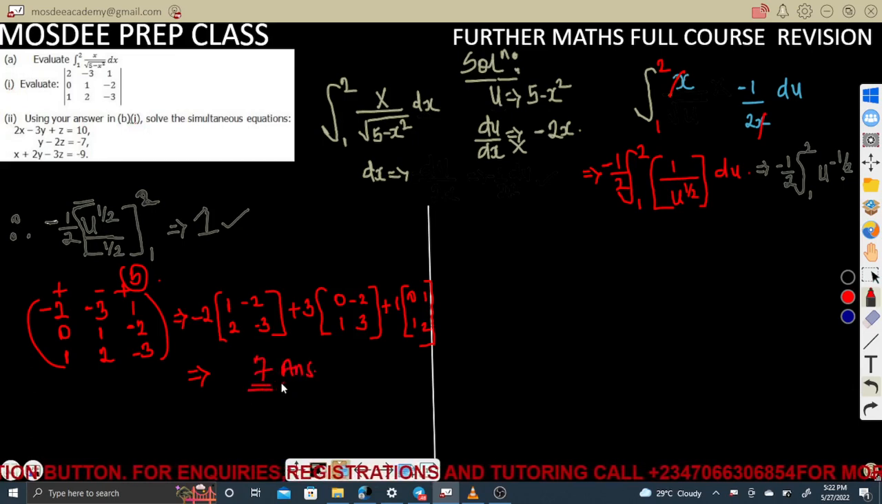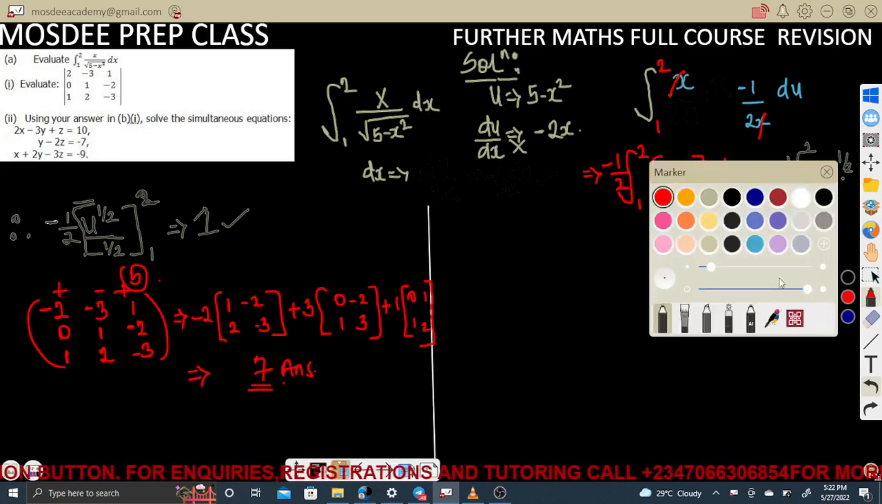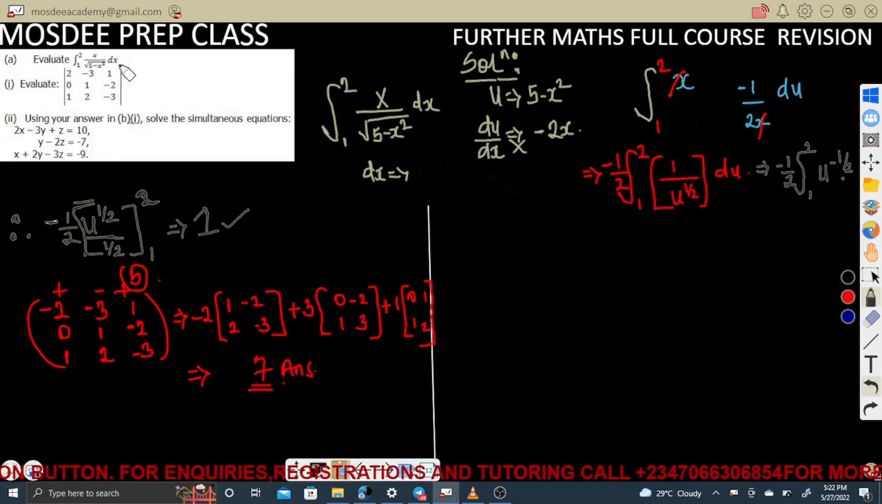So 7 is the correct answer for that. And if 7 is the correct answer for that, you are true with this. So we used our answer to this. Using your answer in B1, solve the simultaneous equation, 2x, whatever. So let's use that. The last one, 2. Yes, now about this, using the answer, we have just to make sure we know what we are doing.